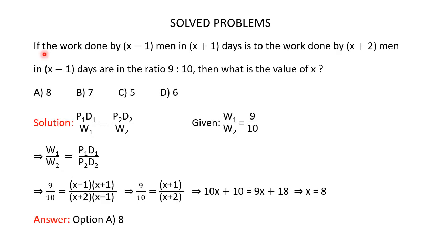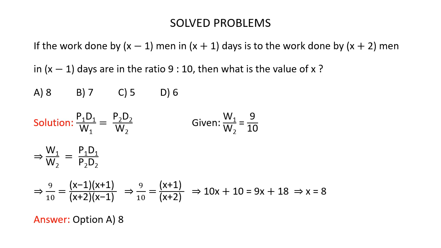If the work done by x minus 1 men in x plus 1 days is to the work done by x plus 2 men in x minus 1 days in the ratio 9 is to 10, then what is the value of x? You are given 4 options here and you have to find out which of these options is the correct one. Now it's given that the ratio of the work done is 9 is to 10. From this it is clear that the work done in both the cases is different.